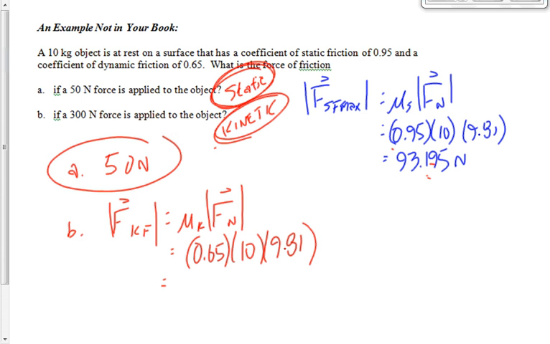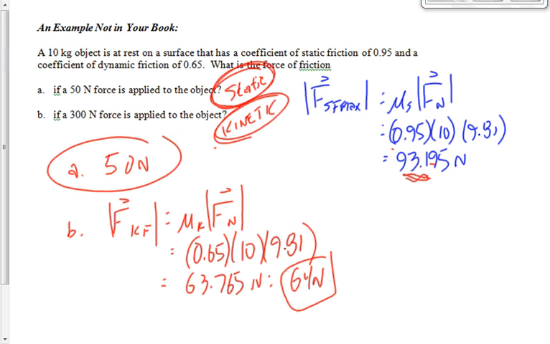Okay, so let's figure this one out now. We see 0.65 times 10 times 9.81. Sure enough, it gives me 63.765, which we're going to round to 2 digits, 64 newtons. So look, kinetic friction wasn't smaller than static friction. Static friction was only 50. But kinetic friction was smaller than the maximum static friction of 93.